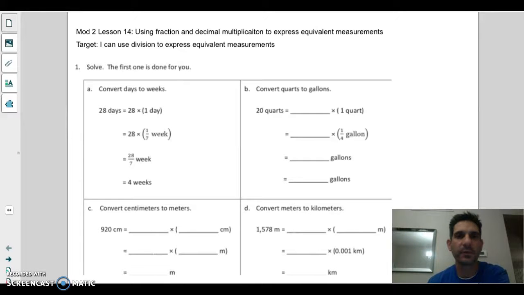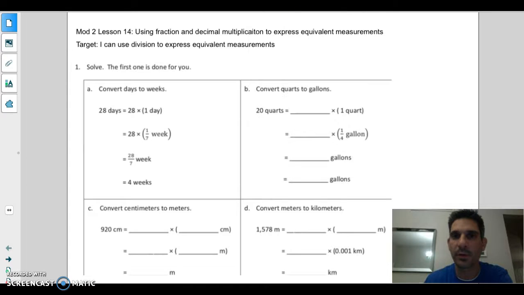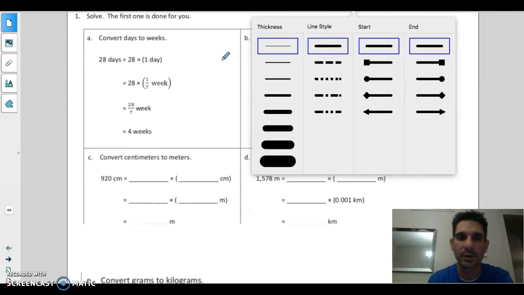Alright guys, lesson 14. Now we're going to do some fraction decimal multiplication to express the equivalent. It's kind of the same, but remember what I told you guys last time. When we go from big to small, we multiply, but when we go from small to big, we divide. So small to big, we divide. And basically that's what we're doing, but they use multiplication. It really, in my mind, doesn't matter. So let's just do it.